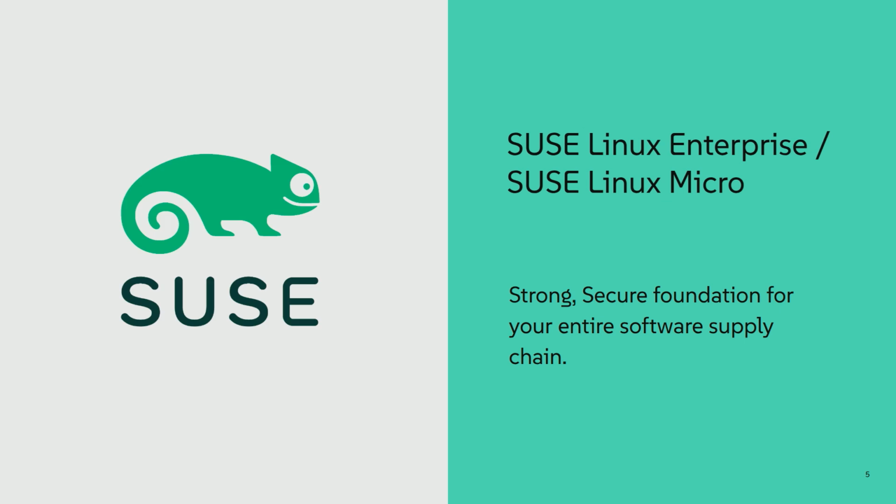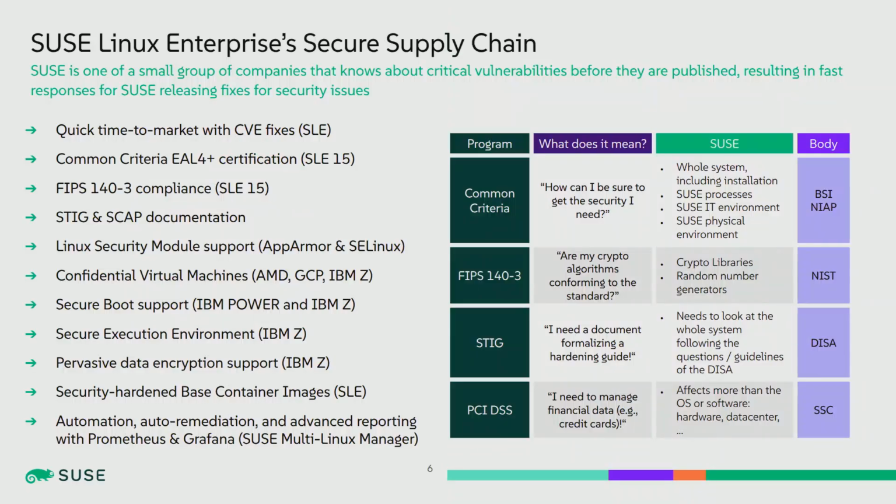So the foundation where you can start to implement supply chain security is right at the operating system layer. Whether you're using SUSE Linux Enterprise Server or SUSE Linux Micro, these provide a strong, secure foundation for your entire software supply chain. And this has an impact in some of the container images also, as we'll see while we move along.